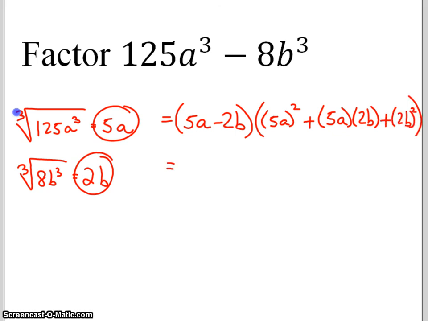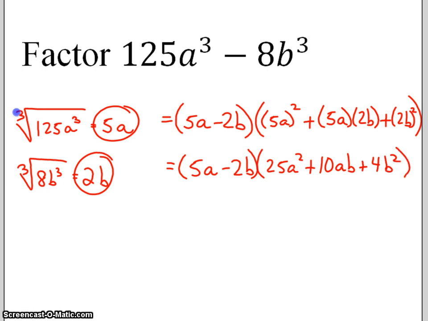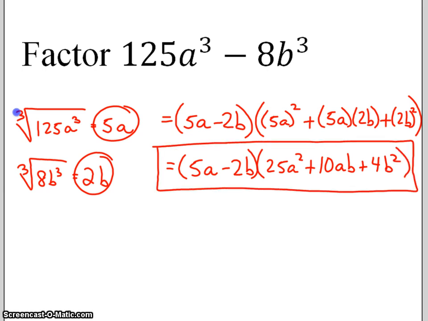So let's clean this up a bit. So it becomes 5a minus 2b times 25a squared plus 10ab in the middle, and then 2b quantity squared is actually 4b squared. Okay, and again, that second trinomial will not factor anymore.